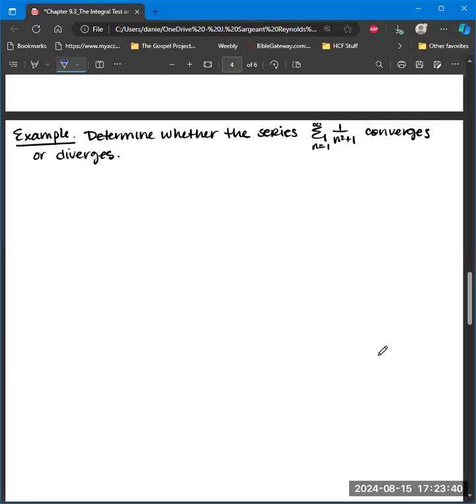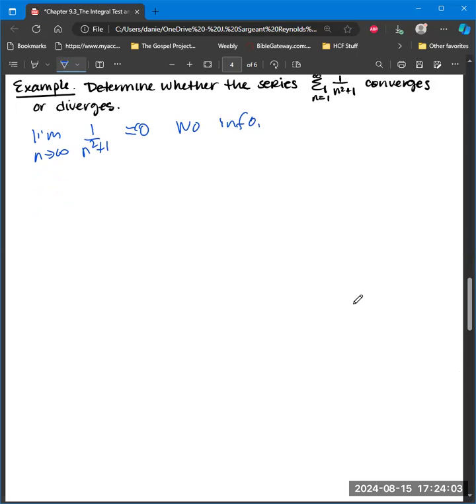Okay. Let's look at the series 1 over n squared plus 1. Start with the nth term test. Limit as n goes to infinity of 1 over n squared plus 1 is 0. There's no info from this. It's not geometric. It's not telescoping. So we're going to go ahead and try the integral test.